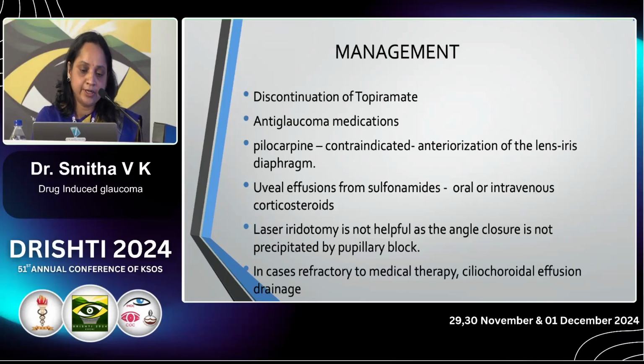Management is discontinuation of the topiramate and anti-glaucoma medications to control IOP. Pilocarpine is contraindicated in these cases, as it causes further anterior movement of the lens-iris diaphragm. Oral or IV corticosteroids are given to reduce the uveal effusion. Laser iridotomy is not useful, as angle closure is not precipitated by pupillary block, and cycloplegics should be given in such cases.